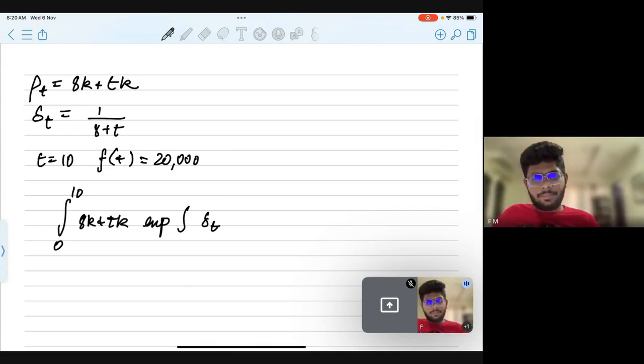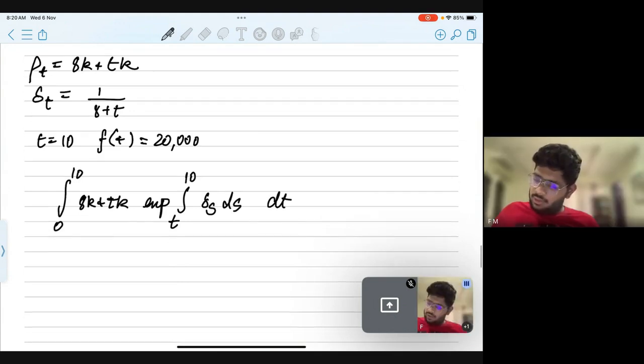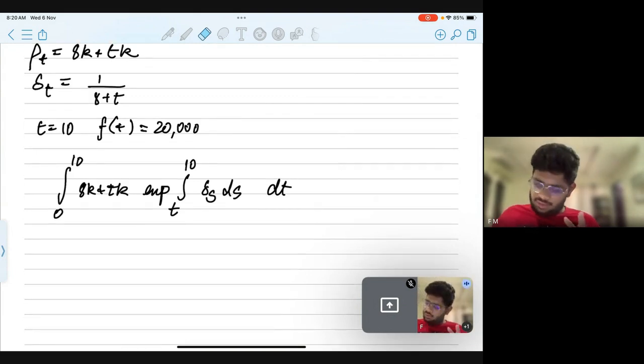What did you say? Not any variable. This t should be connected to this. You cannot use a dummy variable here. Okay. This is absolutely correct. I'm not saying anything about it.